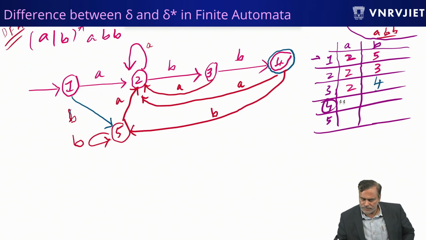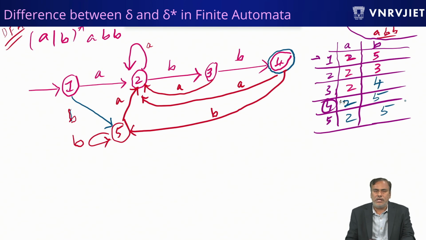4 on A, you can go to state 2. 4 on B, you can go to state 5. 5 on A, you can go to state 2. 5 on B, that is 5 itself. This is the transition table. You have got single entries in the table, in the sense it is DFA, right?